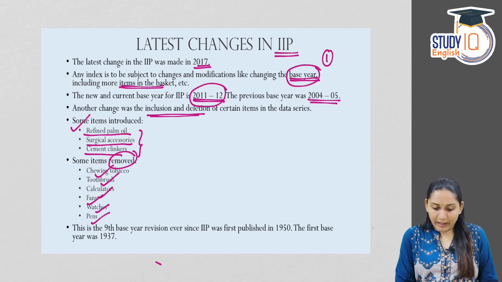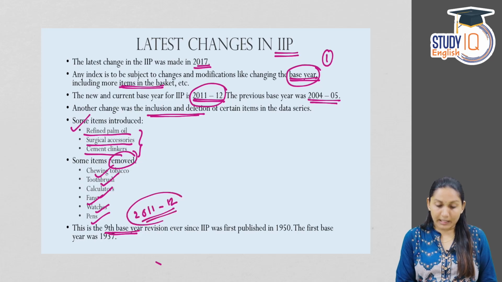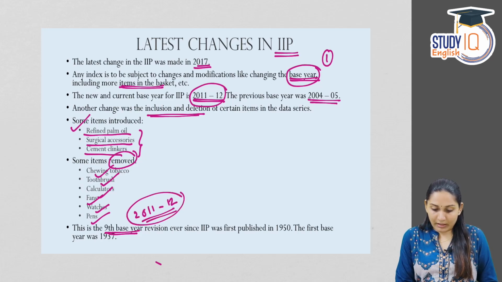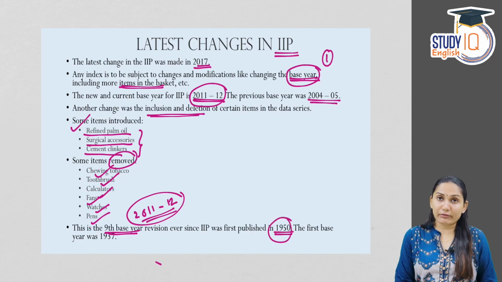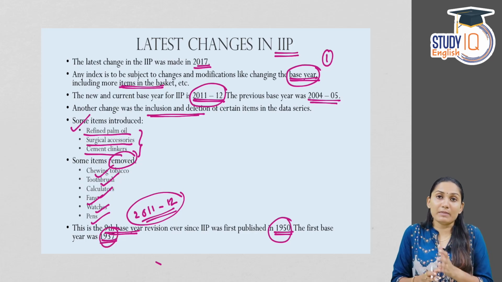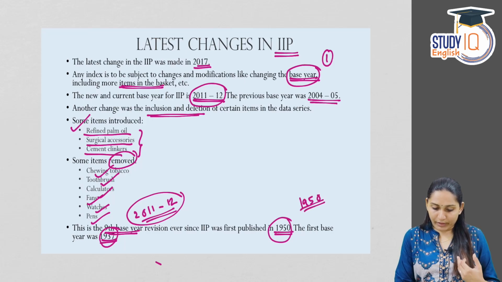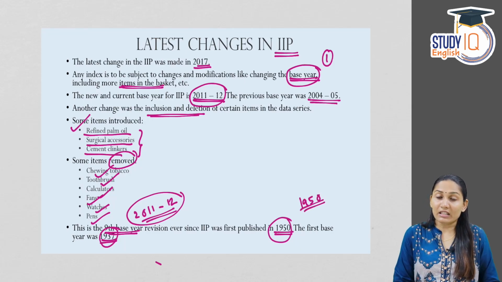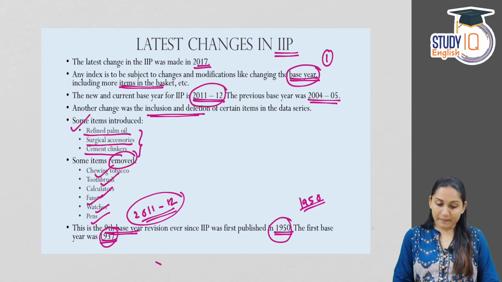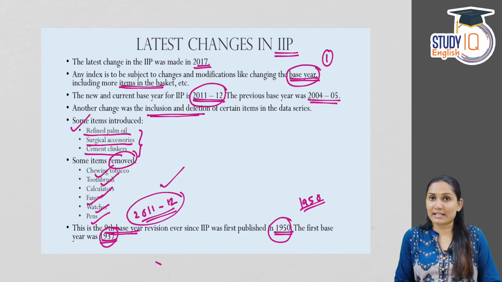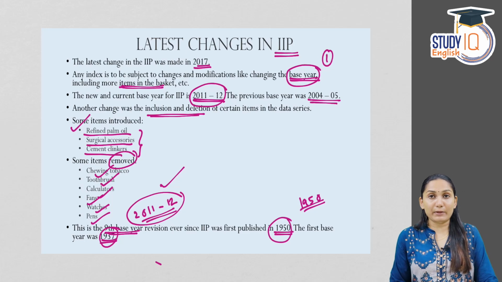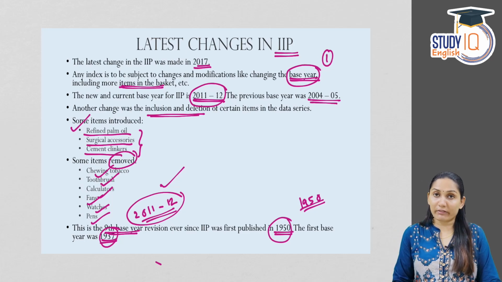And this is the 9th base year revision, that is 2011-12. This is the 9th time the base year is being revised. IIP was first published in 1950, and since then this is the 9th time. The first base year was 1937. These are not very important, just for your knowledge: it was started in 1950 with the base year 1937, and this is the 9th time the base year is being changed. You have to remember the present base year, 2011-12, that you have to definitely remember.